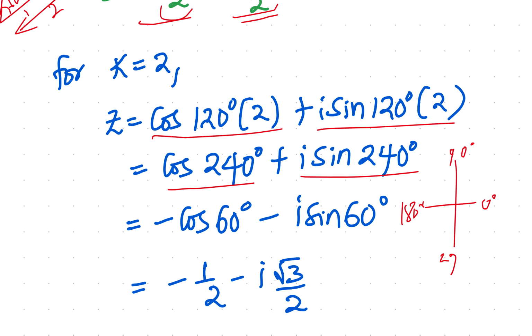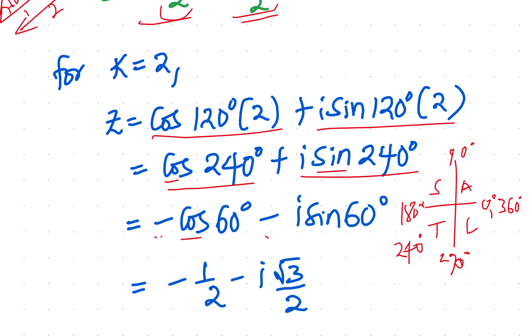Now, 240 sits in the third quadrant. Everything is positive in the first. Sine is positive in the second. Only tan is positive in the third. And cosine is positive in the fourth quadrant. But 240 degrees is sitting in the third quadrant. Okay? So first, since we are looking for cos and sine, automatically they'll both be negative because they're in the third quadrant. Then the next thing is, what is the equivalent of 240 degrees in the first quadrant?